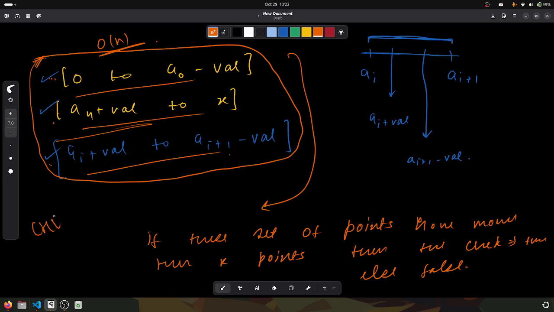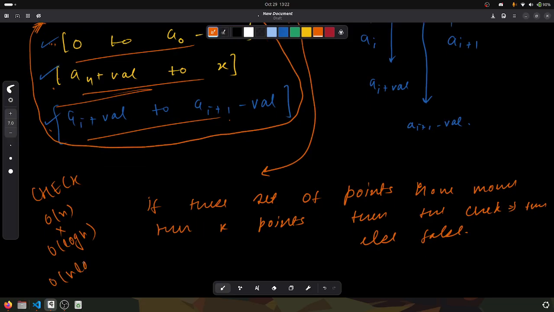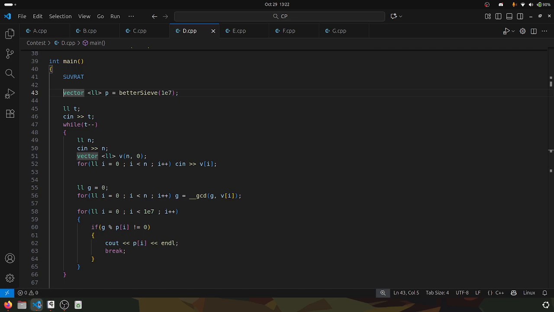So our check function is O of n, and we have our binary search, which is O of log n. So overall time complexity would be O of n log n, which is good enough for this question. So I'll show you guys the code.